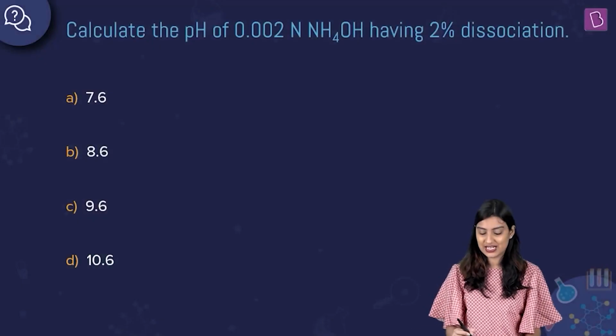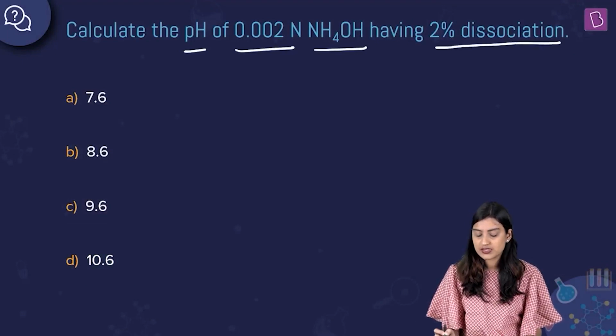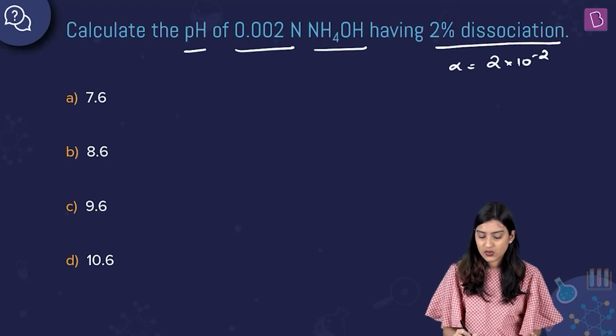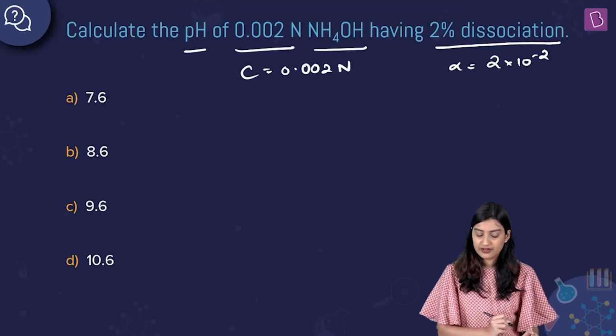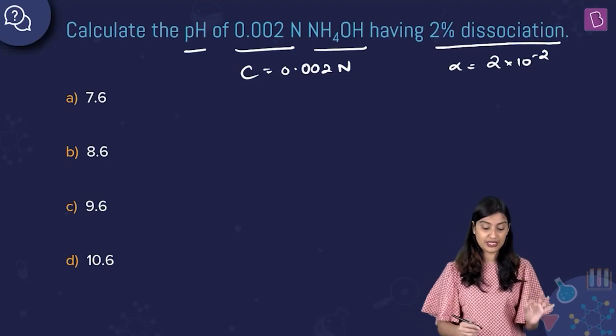Okay, here they're asking you to calculate the pH of 0.02 normal ammonium hydroxide having 2% dissociation. So they've given you alpha as 2%, so 2 into 10 to the power of minus 2 is your alpha. Concentration is given to you as 0.02 normal. Fine, you have this much information given to you. You're required to find out the pH.